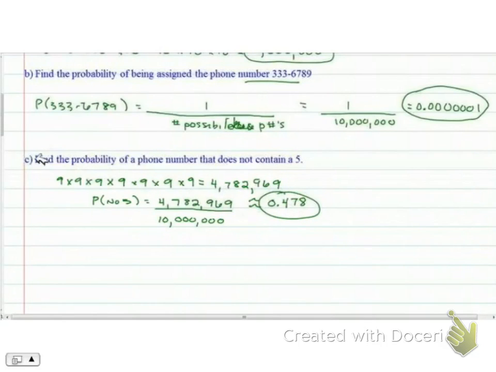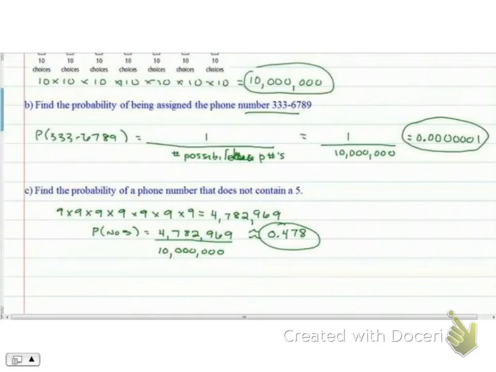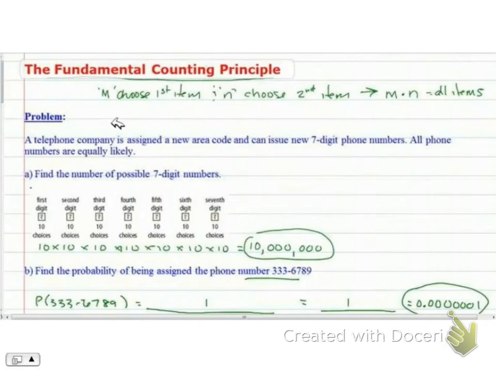All right, so things to keep in mind: remember that if there are m ways to choose a first item and n ways to choose a second item after the first item has been chosen, then there are m times n ways to choose all the items, and this is known as your fundamental counting principle.